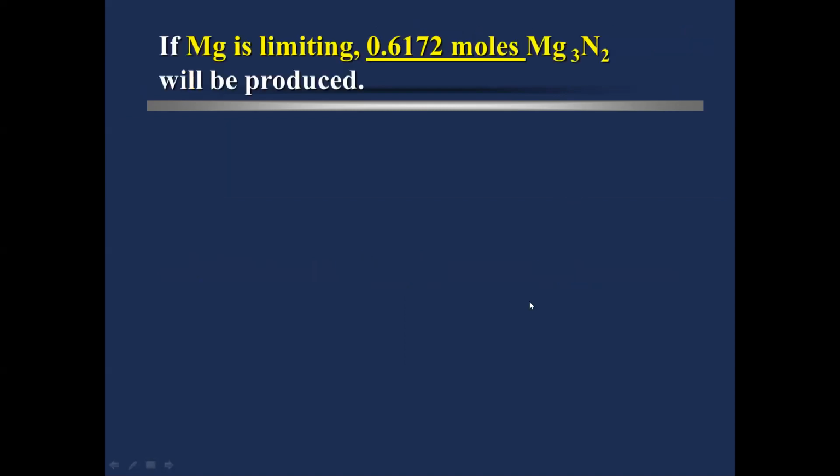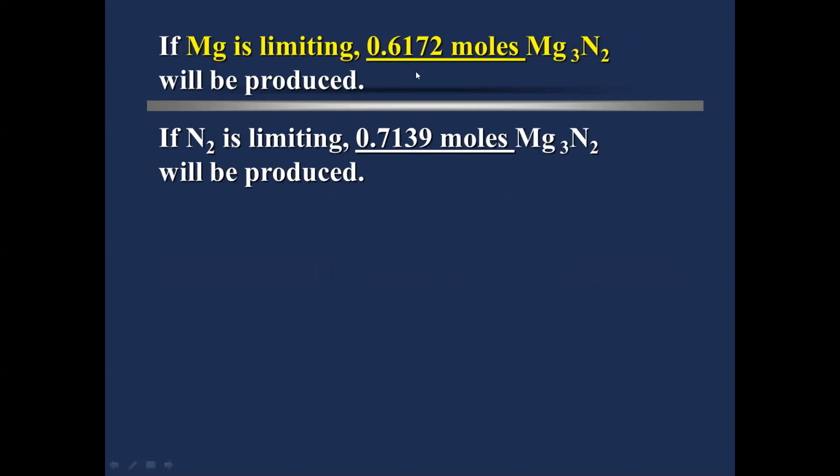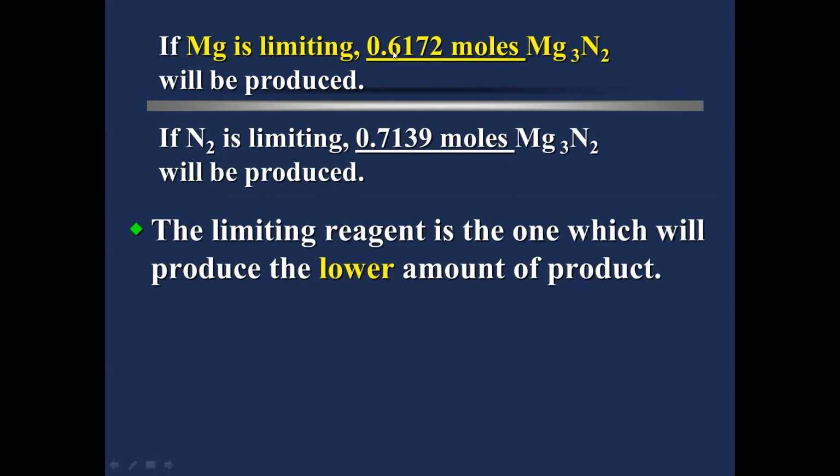Do you remember previously, if the magnesium is limiting, we only get 0.6. Now, if the nitrogen is limiting, we get 0.7. So from those two calculations, I can conclude the magnesium is limiting, simply because the magnesium produces less product. You see, it's less product.